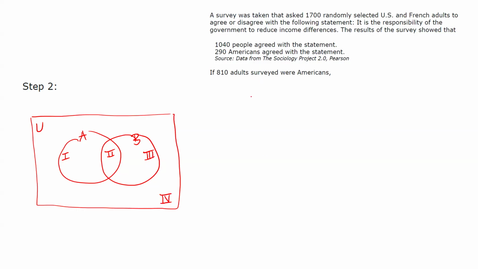Okay, so what does our problem tell us? The survey was taken that asked 1,700 randomly. So the cardinality of the universal set is 1,700. That's the total number of people that they surveyed. Okay. What else do we know? Well, we know that 1,040 people agreed with the statement. And we know adults who agree was our set B.